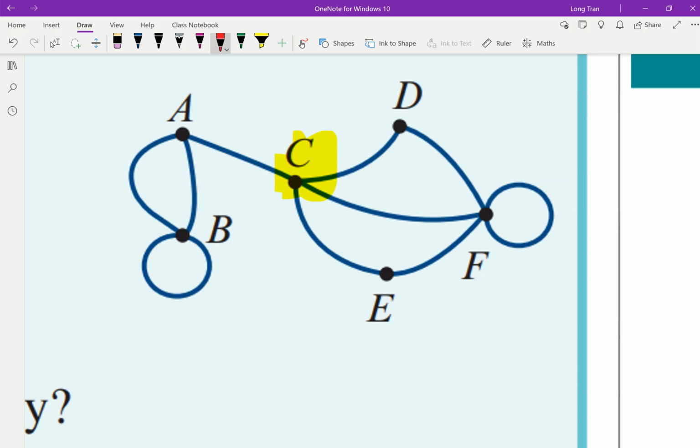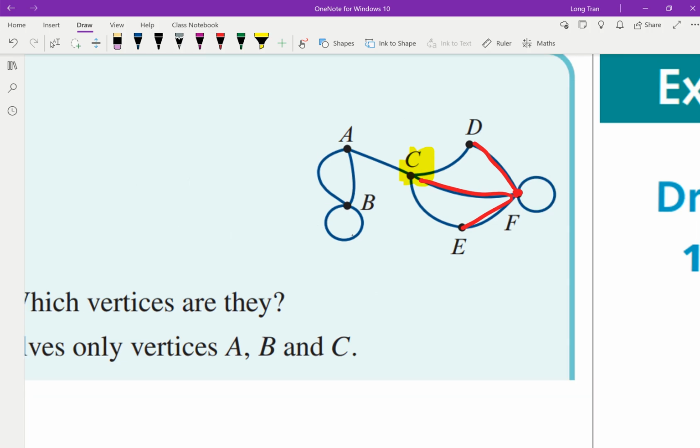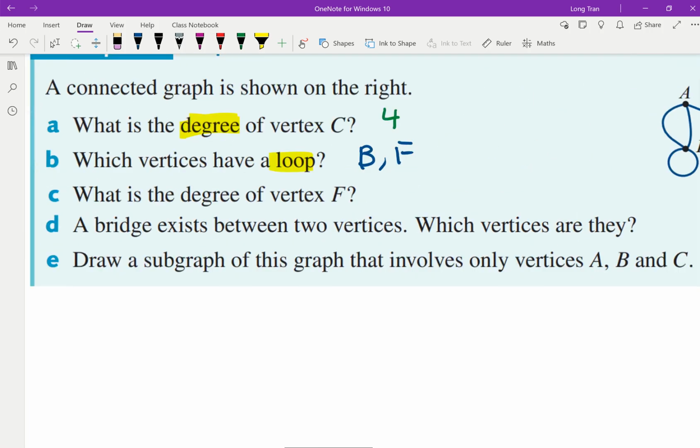How many do you see? 3, plus a loop. No, I'm asking, so how many degrees, what's the degree at F? Is it 1, 2, 3 only? Oh, sorry. 3? Or is it 4? 3 or 4? It is 4, because the loop in itself is considered a connection as well. Okay, so we've got 4 as our degree.